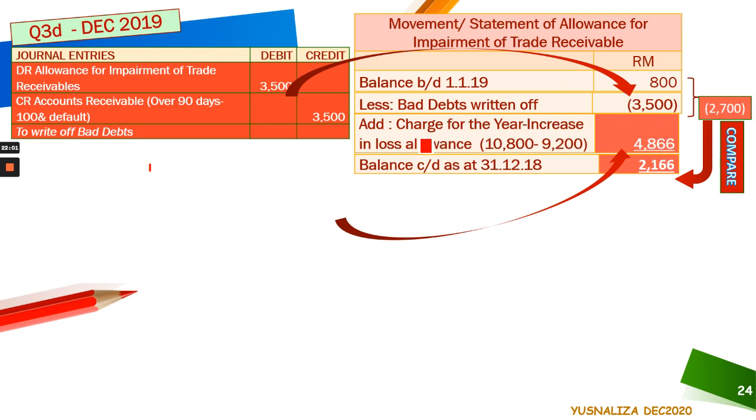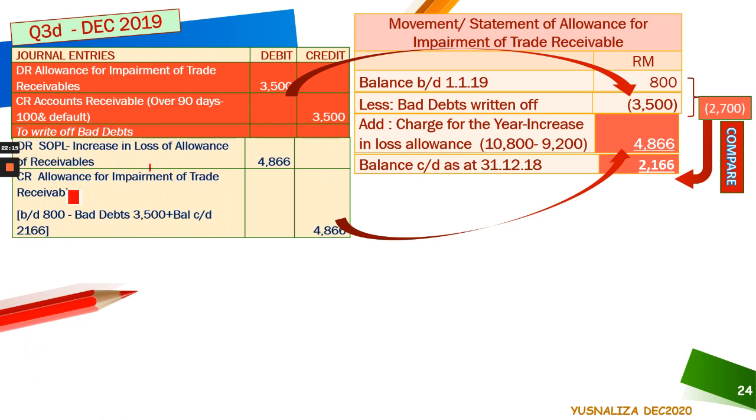An increase means the one that you will need to debit in your statement of profit or loss, or your income statement. That increase will be put under your admin expenses. And this is the journal entry. You can also do this by doing the working that I've shared here, but I'm doing this by showing you the statement, because this is required in the question for you to put as your answer. So this is part of the answer.